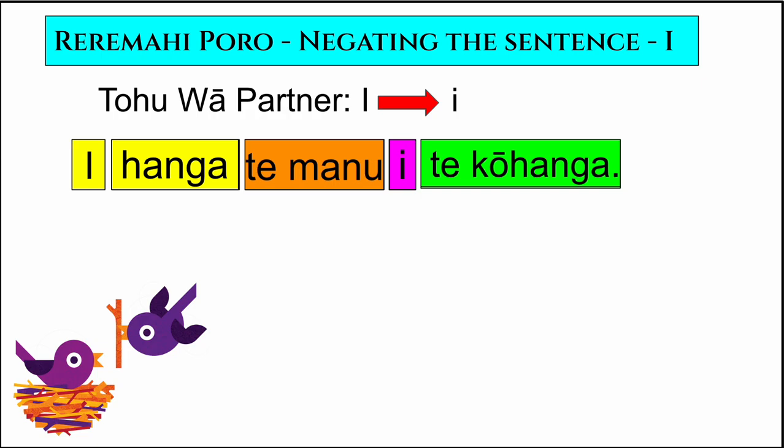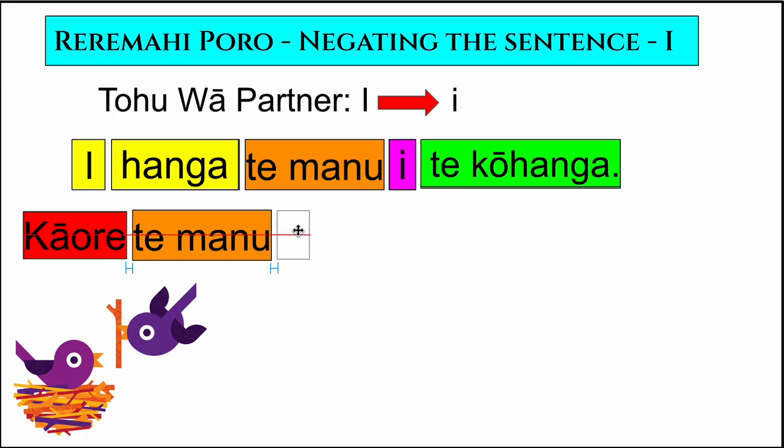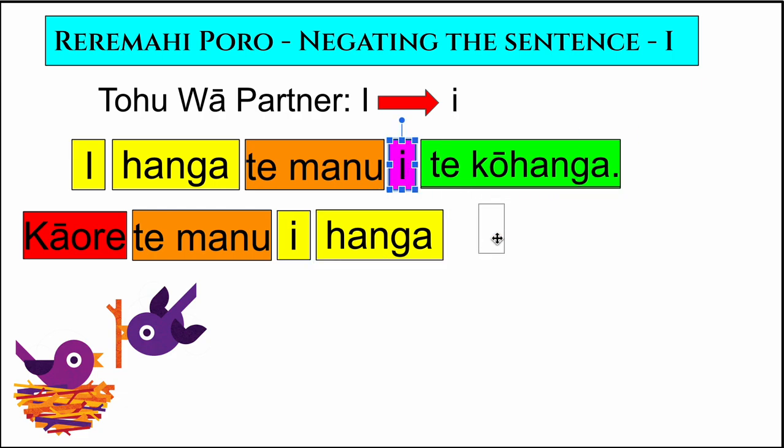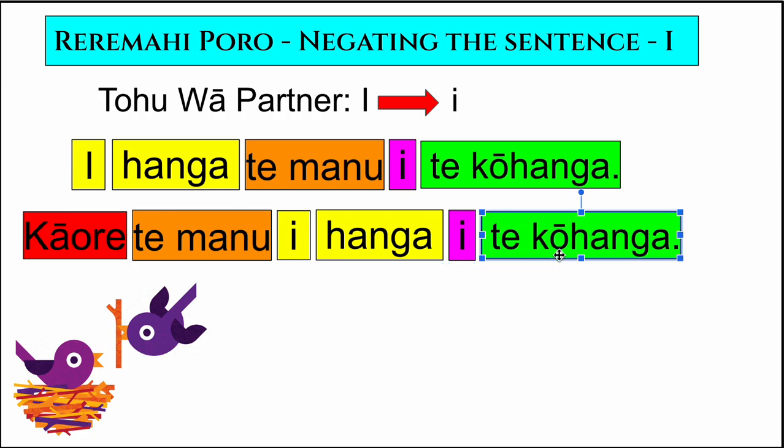I is our simple past tense pūmahi or tohuwa. Let's negate it. Kaore te manu, the tohuwa tense partner for I, whakakahore tohuwa, is also I. Then we've got our tūmahi, pūhono and taunga. Kaore te manu I hanga I te kohanga, the bird didn't build the nest.